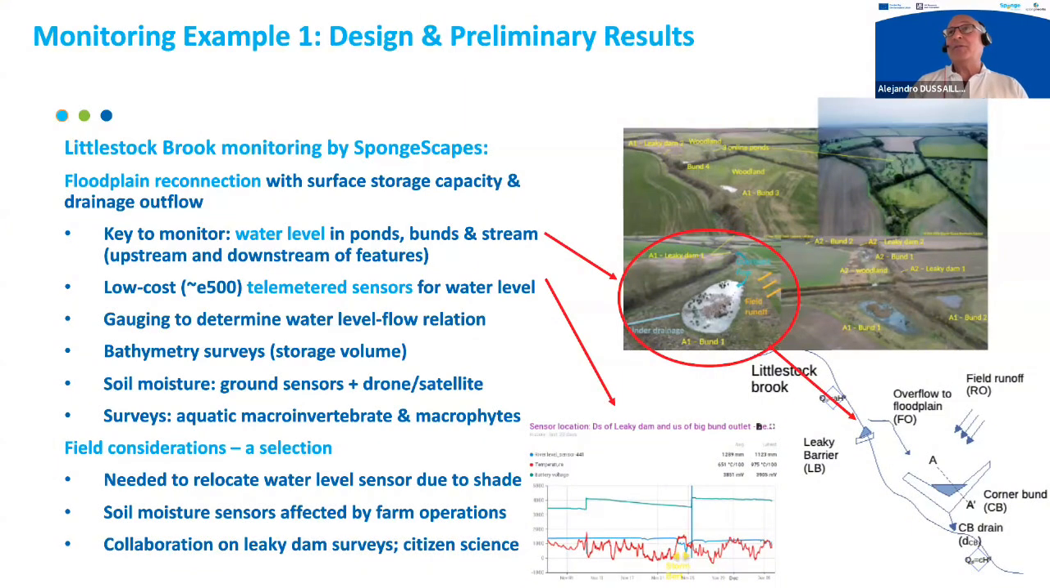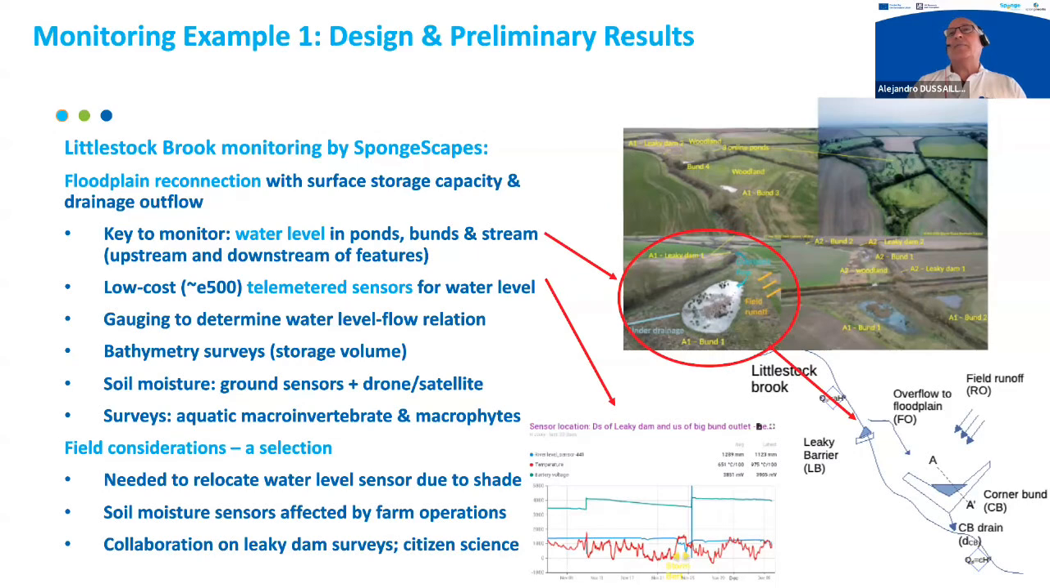Of course, things that others might have experienced, depending on farm operations, your soil moisture sensors might be impacted, and you also need to think carefully with the farmer about what is a long-term location that will give you a sustainable measure for the longer term that you need. And the collaboration is very important.